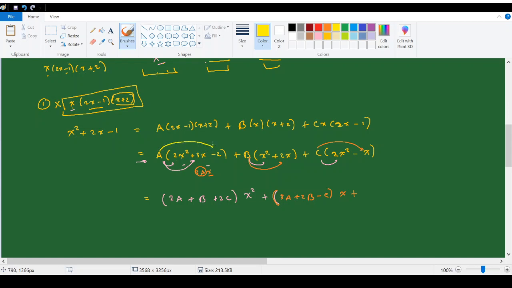Okay, and how about the constants? With this multiplication, it will form negative 2a, and you don't have any constants for the multiplication between b and this bracket, and here also you will not get any constant term, okay, right? Now the hard part is over. So what we have done is, we have written down x squared plus 2x minus 1 in this format.